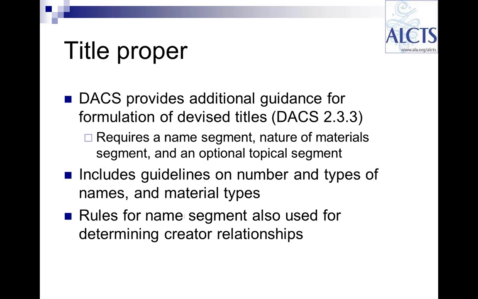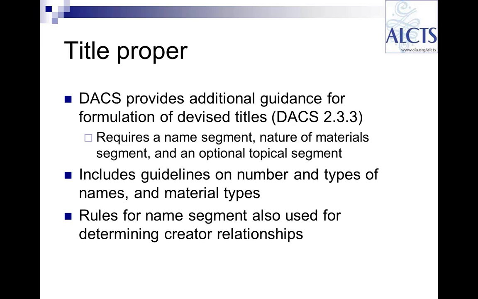Now, using DACS in conjunction with RDA, again, RDA provides this wide variety of options for recording a title. In this case, DACS provides more specific guidelines of how you would put that together. According to DACS 2.3, the required elements of the title include that name segment listing the creator or collector of the material and the nature of the material segment, so photographs from our previous example. The topical segment of the title can also be included, as we saw in RDA, but that is now, according to DACS, an optional element.